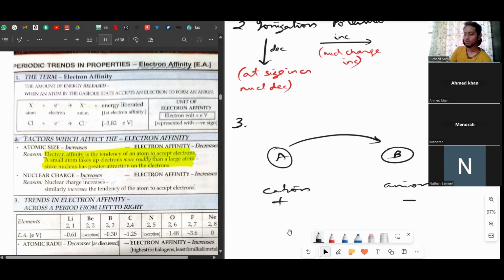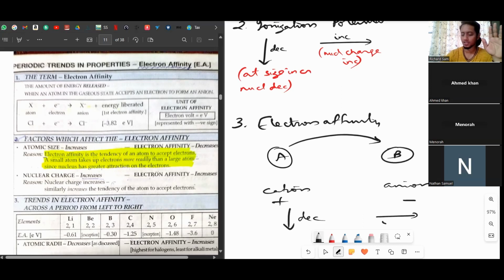As you go down the group, what happens to ionization? Sorry, electron affinity? It increases down. Same like this. Same properties here. As you go down the group, decreases. Just memorize this. We will see why. As you go down the group, decreases. As you go to the right, increases. Okay. So let's see why.